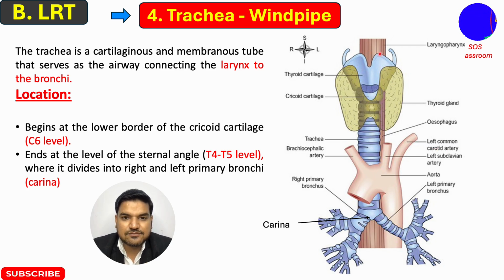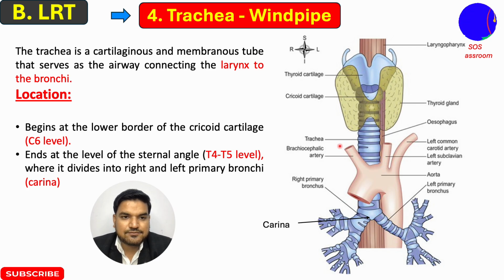So what are the structures? You can see this is the laryngopharynx, this is the thyroid cartilage, this is the cricoid cartilage, and this is the thyroid gland. You can see the yellow portion is the thyroid gland, this is the trachea, and this is the aorta of the heart, and this is again the trachea, and the trachea divides into the right and left bronchi.